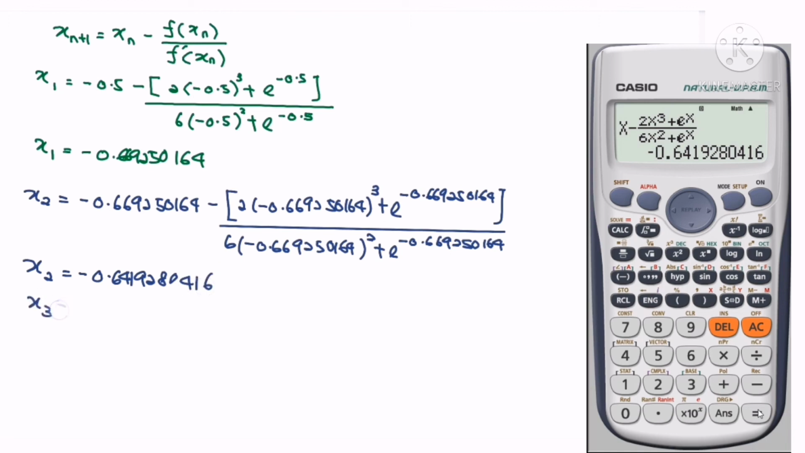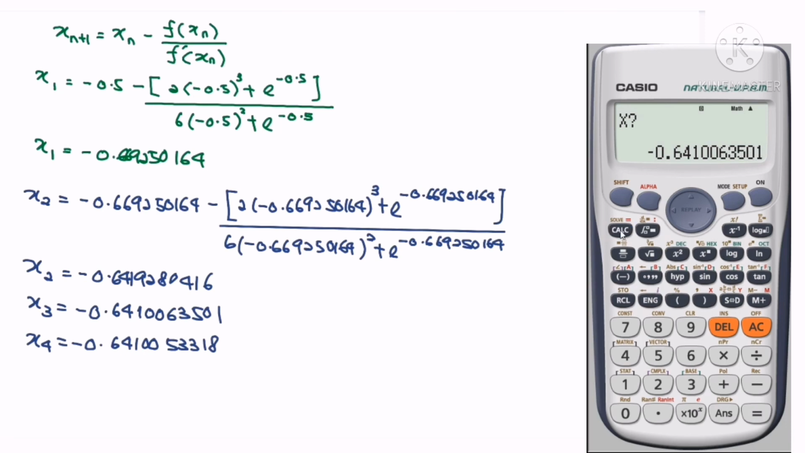So what we have to do now is to repeat the process without writing the formula. Press the button calculate and answer, and repeat. So calculate and answer. So x4 equals negative 0.64. So repeat again. So x5 is equal to negative 0.6410053318. And notice that here we have a repeated value.